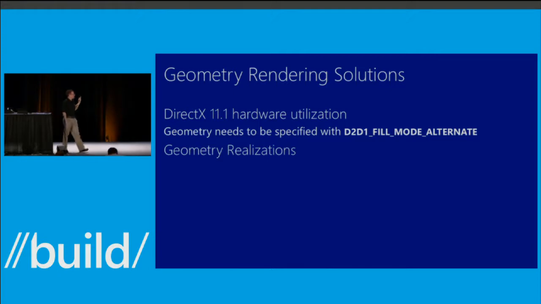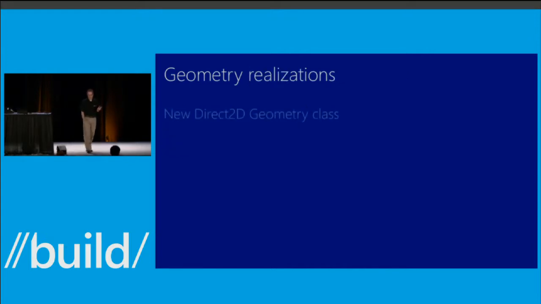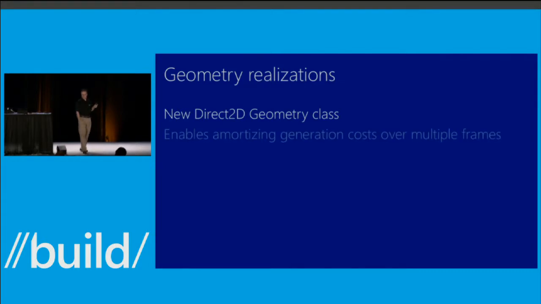The second solution is that with Windows 8.1, we're introducing a new geometry class within D2D called geometry realizations. Let's talk a little more about what that's about. What we're doing with geometry realizations is allowing you to amortize the cost. In typical geometry rendering, every frame we have to figure out how to tessellate that piece of geometry to make it look nice and smooth on the screen.